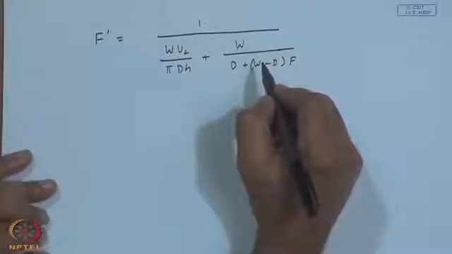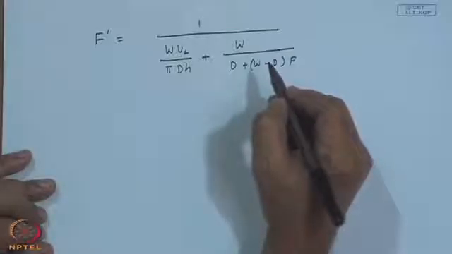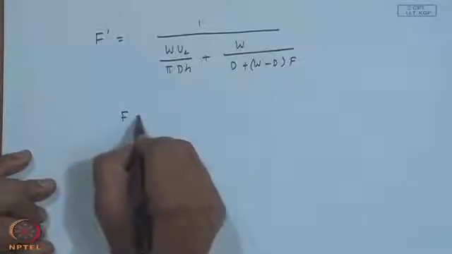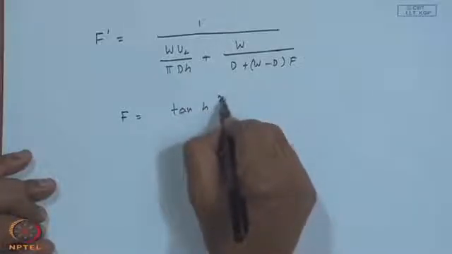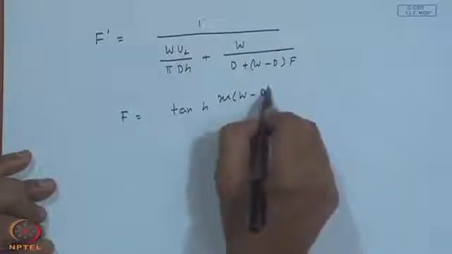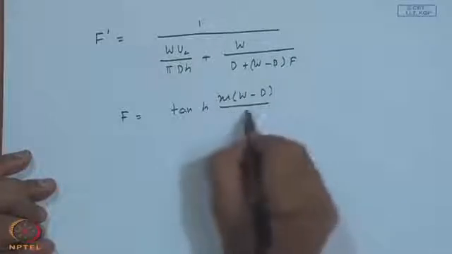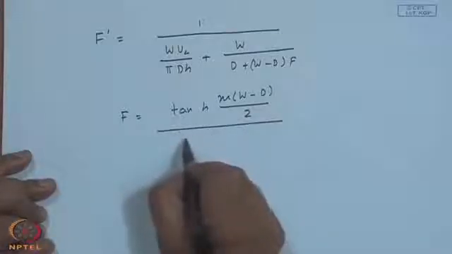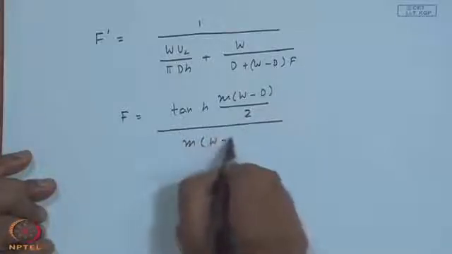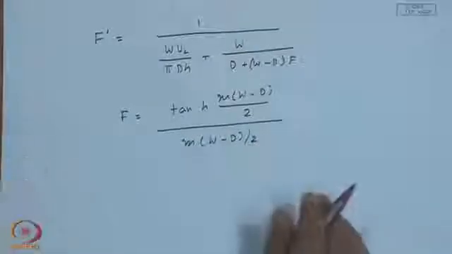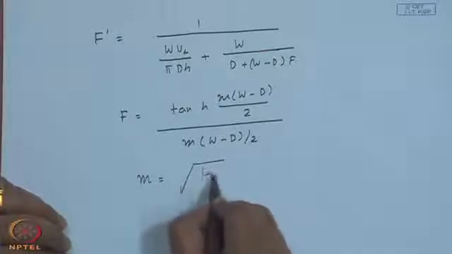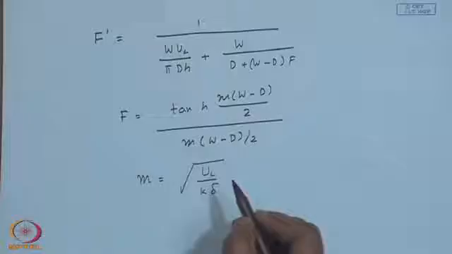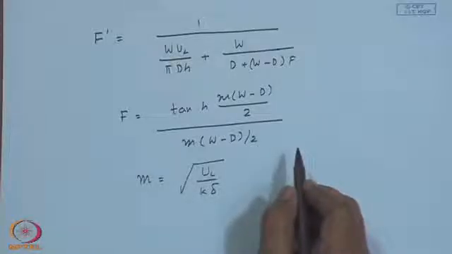We assume that the fin is attached with 0 resistance to the tube, and the fin efficiency is given by again the same expression. Only thing is, your W and d have to be appropriately taken depending upon the geometry. Of course, m is the square root of U L by k delta, or the same as m squared is equal to U L upon k delta.